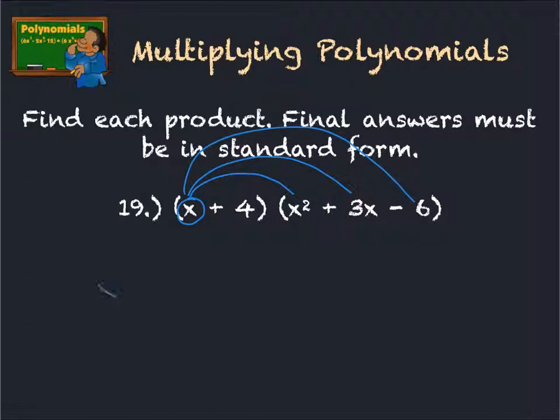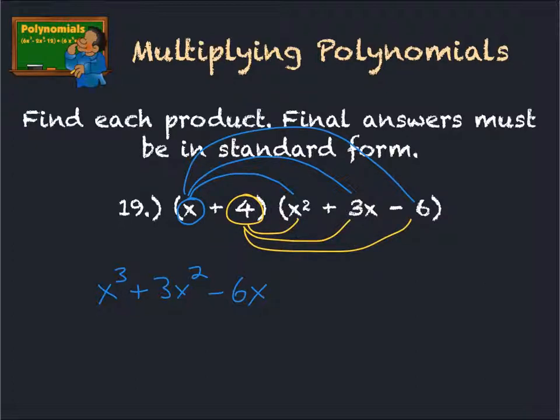X times x squared is going to be x to the 3rd power. That's 2 plus 1, 3, with the exponents. X times 3x is going to be plus 3x squared. And then x times negative 6 is negative 6x. And then you get your second term here, and you multiply it by all 3 terms in that trinomial. So 4 times x squared is plus 4x squared. 4 times 3x is plus 12x. And 4 times negative 6 is negative 24.